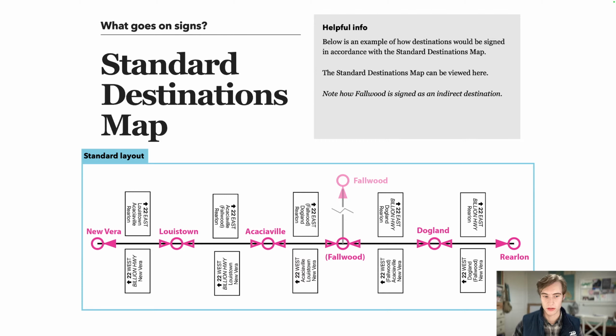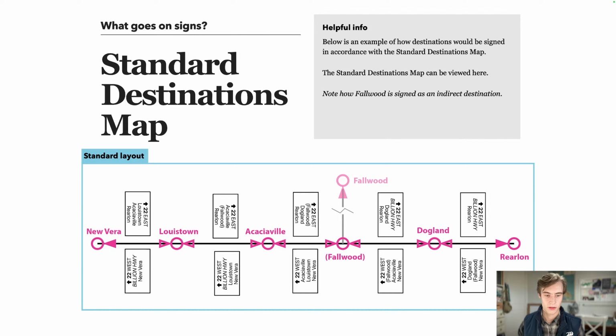So you can see we've got two ends to our route. This is, let's say, 22 West. I think that's what I put on the signs here. On our western side, we've got New Vera, and that has a filled-in pink arrow. That means that that is the final destination of the route in that direction. So if you look from right to left at our signs that are pointing towards New Vera, you can see all the way along the route, New Vera is at the bottom of those signs.